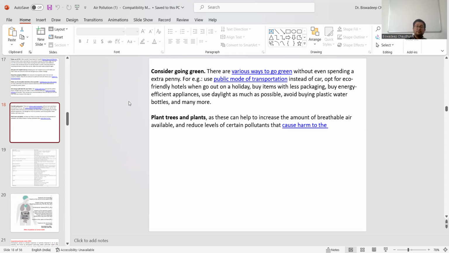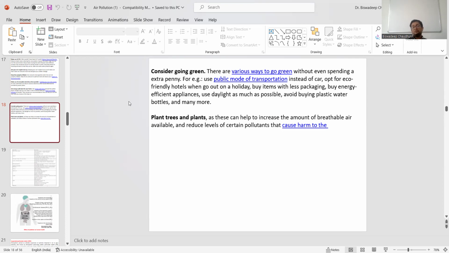Next, plant trees and plants. Plantation, as I told you, is the best way we can save Mother Nature. Plantation is one of the best, easiest, and most suitable ways to control air pollution.